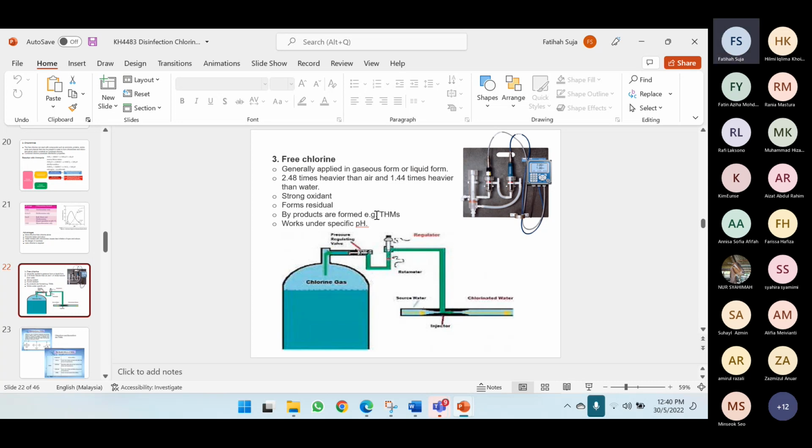Okay, byproducts are formed. Example, trihalomethane works under specific pH. So this is where you have this input meter to your water treatment plant if you use free chlorine. This is the regulator, and this is the chlorine gas tank. So it needs to be controlled properly.